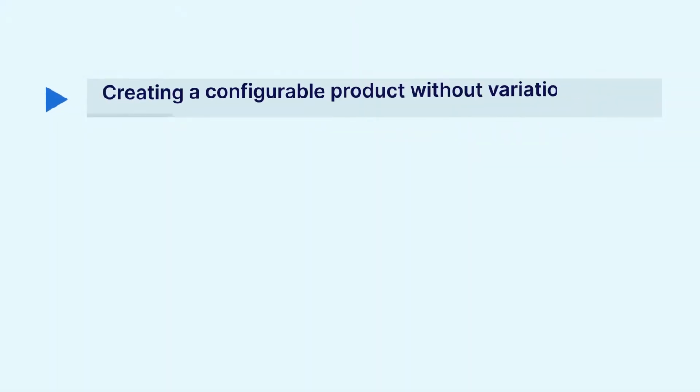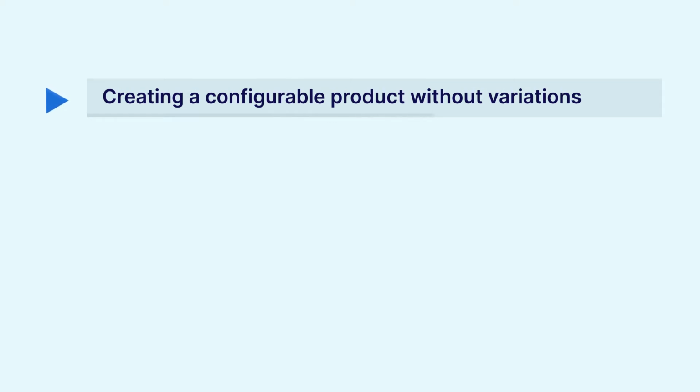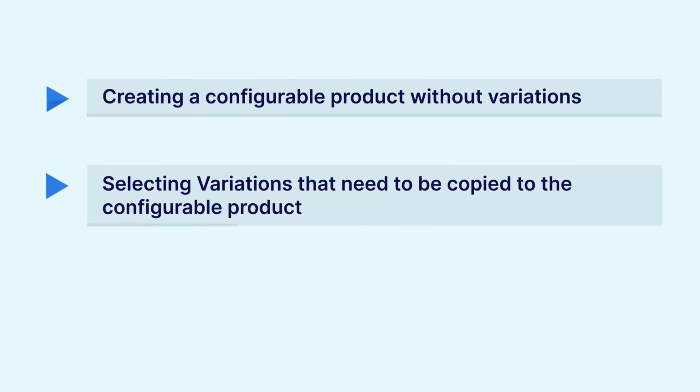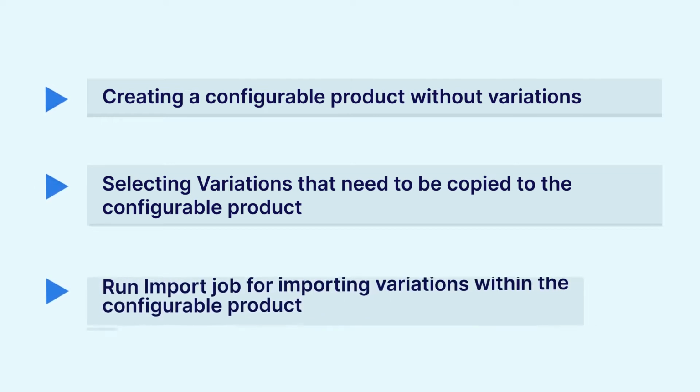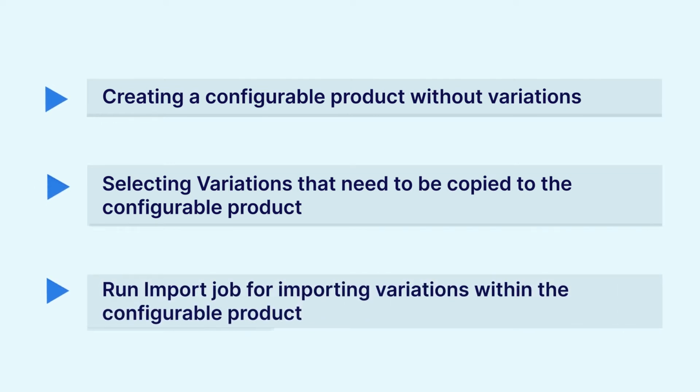So in today's video tutorial, for the demonstration, I'll be showing you the workflow in the admin backend panel, wherein initially we'll be creating a configurable product without variations. Then we'll be choosing the configurable product and selecting the variations that need to be copied within the particular configurable product. Apart from that, we'll also be showing you how we can run an import job for the configurable product variations that need to be imported for the configurable product.